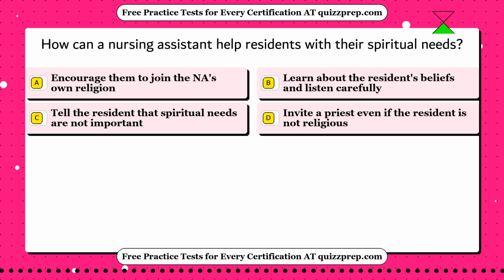Question 49. How can a nursing assistant help residents with their spiritual needs? Option A, encourage them to join the NA's own religion. Option B, learn about the resident's beliefs and listen carefully. Option C, tell the resident that spiritual needs are not important. Option D, invite a priest even if the resident is not religious.